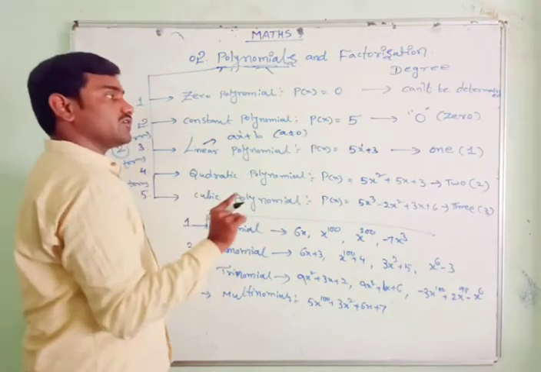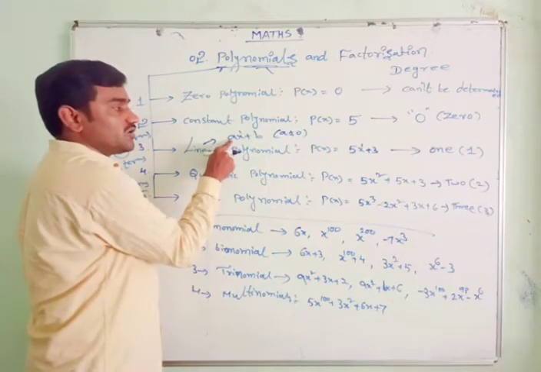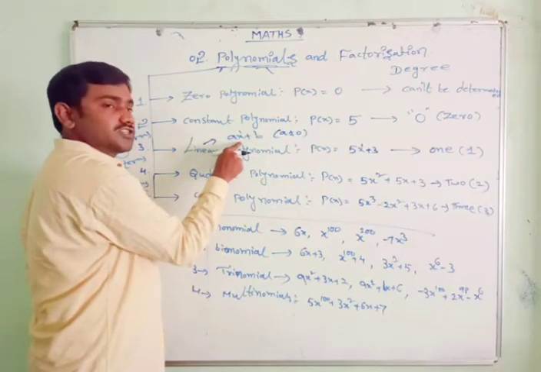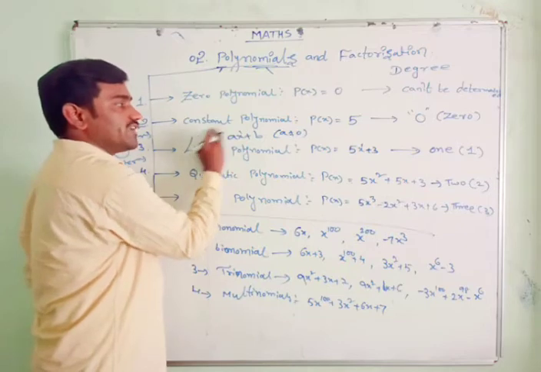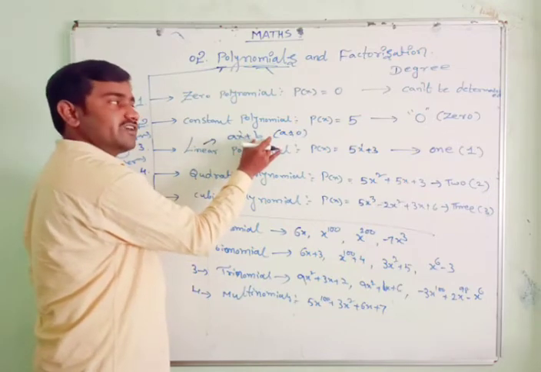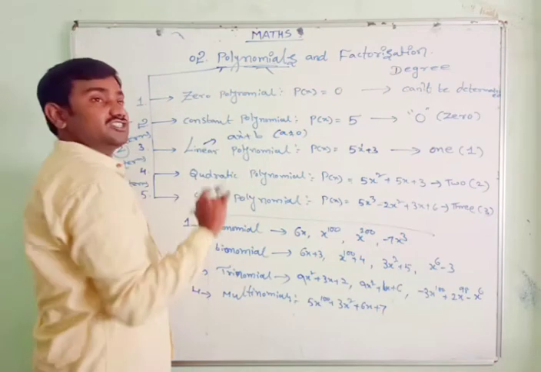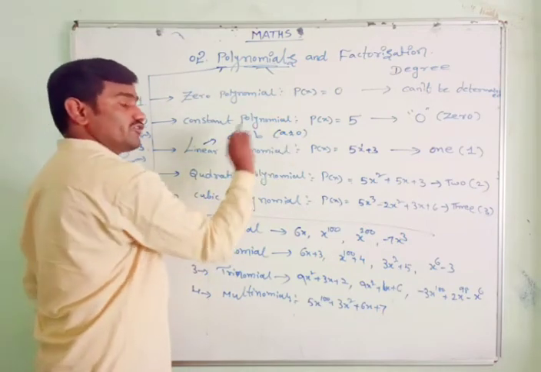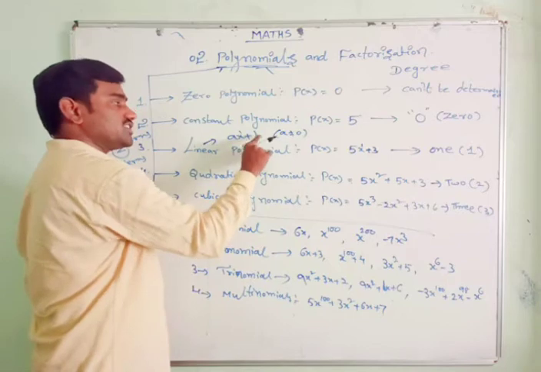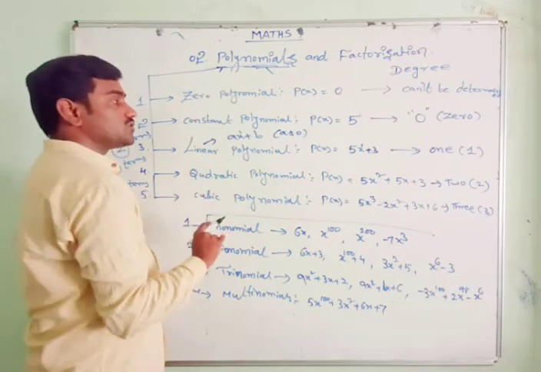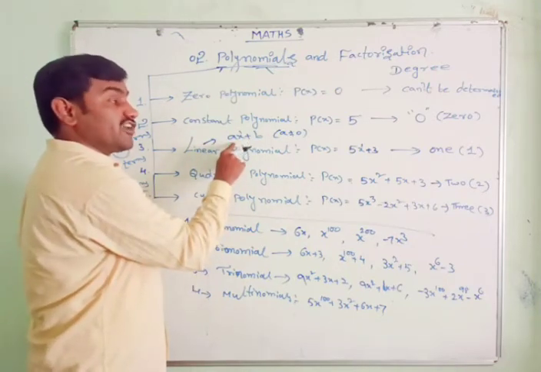Why should a not be equal to 0? If a is equal to 0, this x term completely becomes 0. Then there will be no x term, that means only the constant term will be left. Then the linear polynomial becomes a constant polynomial. If a is not equal to 0, it is always a linear polynomial. So this is the general form of a linear polynomial.